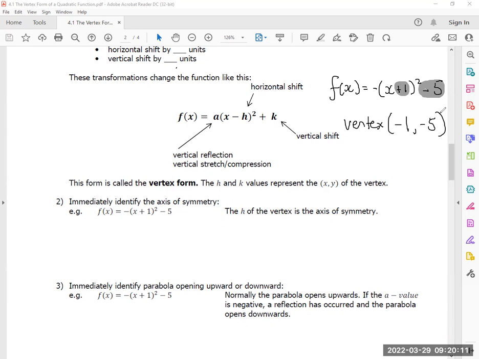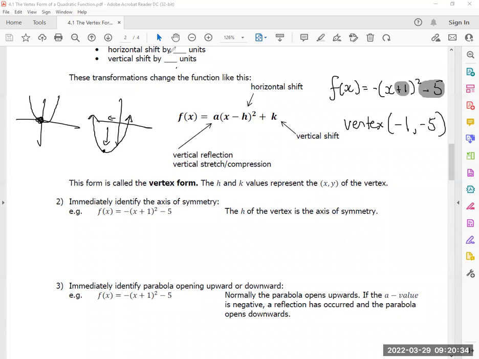Again, I hope that's not something you memorized, even though you could, but you realize that because the vertex used to be 0, 0, it has now shifted 1 to the right and 5 down. My vertex is now here. So those two numbers tell you the vertex right away.